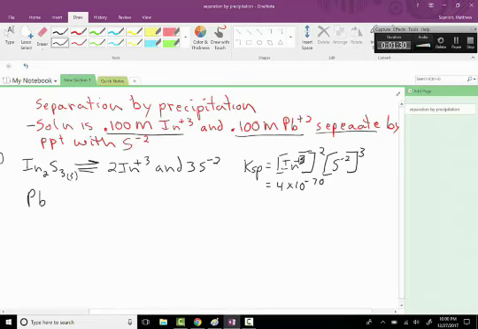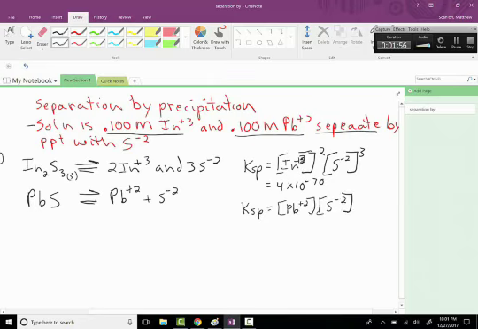The other equilibrium is lead sulfide, PbS, interacting to give us Pb plus 2 plus sulfide minus 2. The KSP expression for this one is equal to the concentration of lead plus 2 times the concentration of sulfide minus 2, and that KSP is equal to 3 times 10 to the minus 28th.